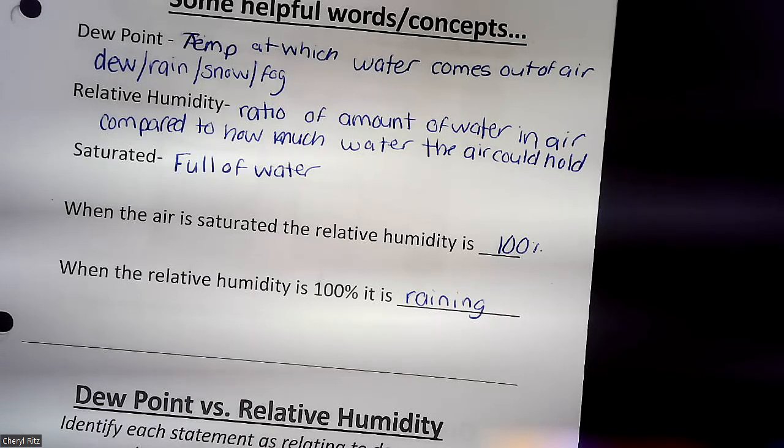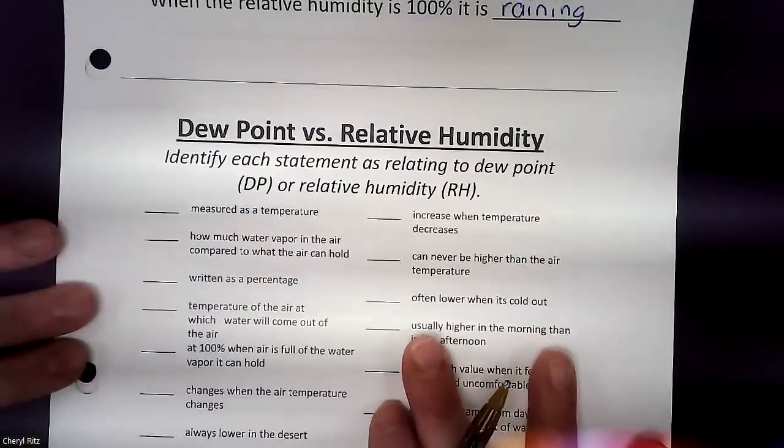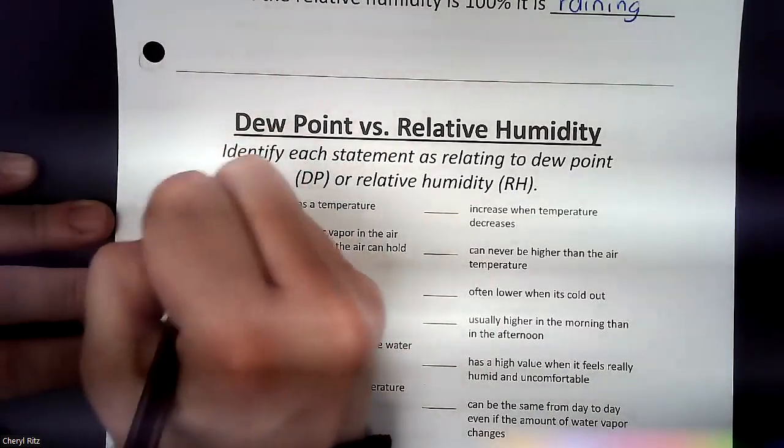All right, back to this. For these dew point and relative humidity ones, I do think some of them could have been both. Some of them were clearly only one answer though. Which one's measured as a temperature? Dew point. That is dew point.